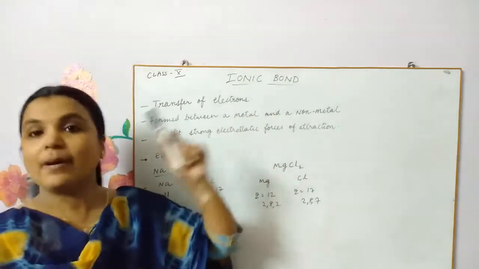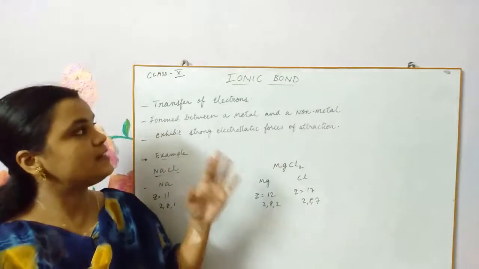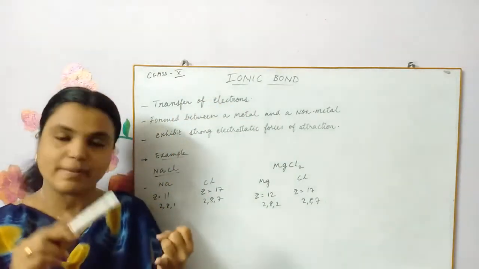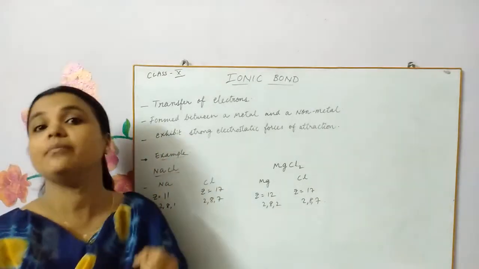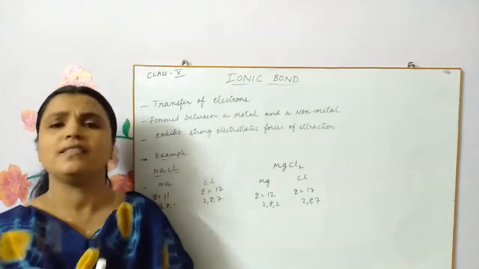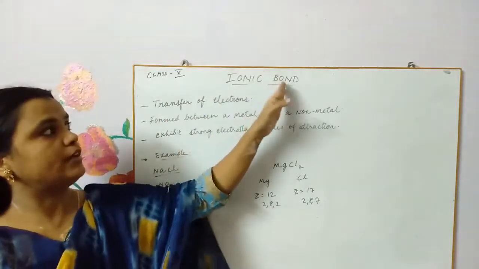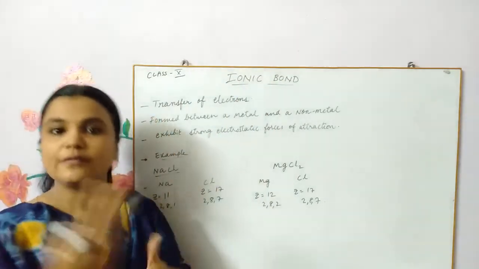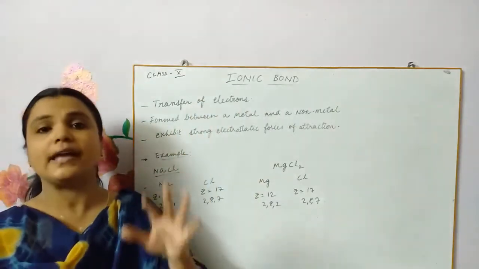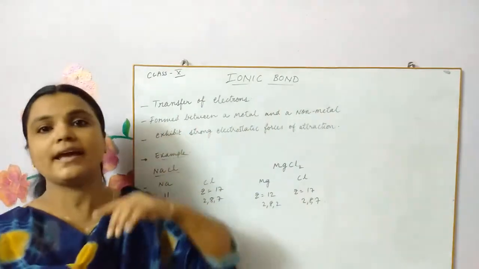So today we'll learn about ionic bond. This is a kind of bond which results because of the transfer of electrons. As I told you, there can be a sharing of electrons or there can be transfer of electrons too in order to get that stability. That's why the atoms combine, as I told you. So here, if the bond is formed because of the transfer of electrons, then such bonds are called ionic bonds, and it is mainly formed between a metal and a non-metal.